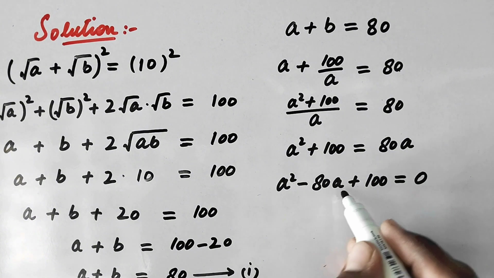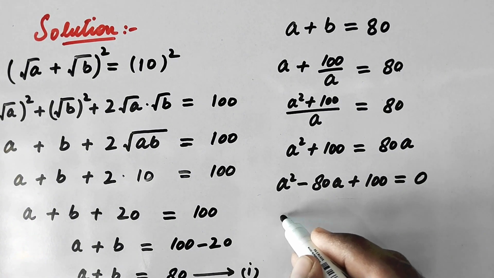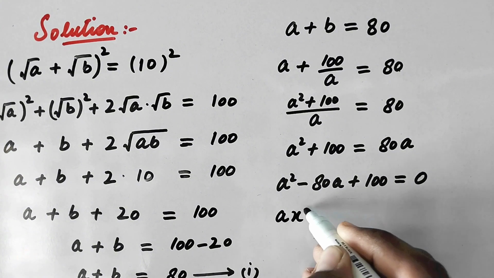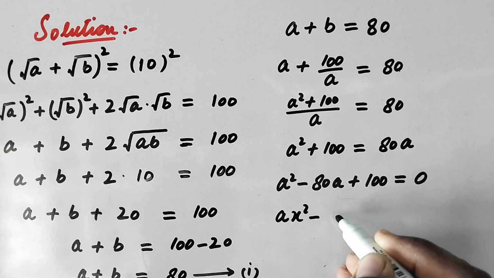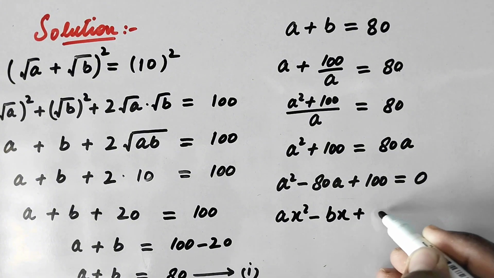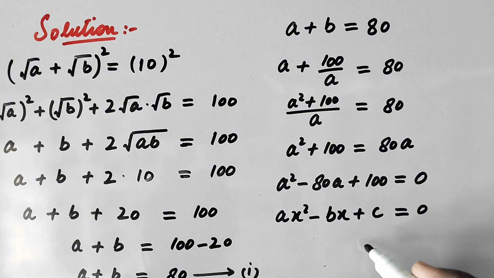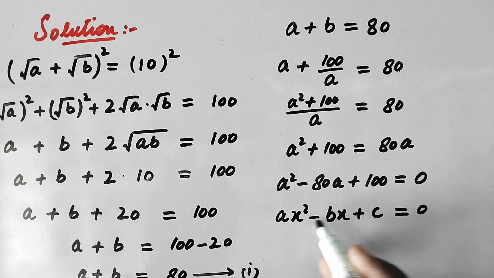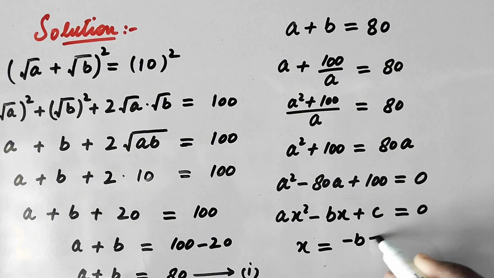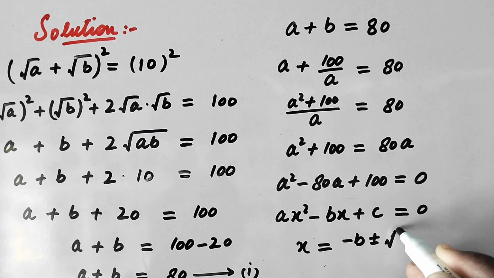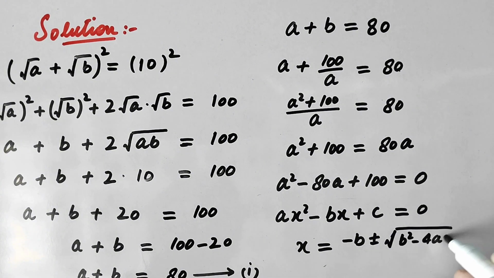So here we have gotten a form of quadratic equation like a x square minus bx plus c is equal to 0, and here the quadratic formula to find the value of x is x equal to minus b plus minus square root of b square minus 4ac over 2a.